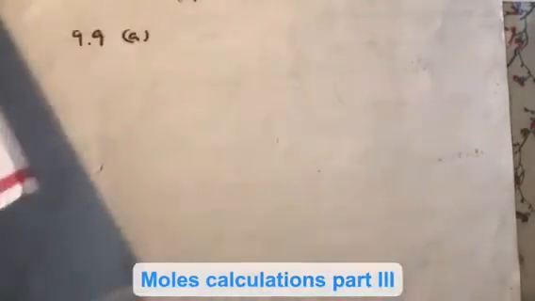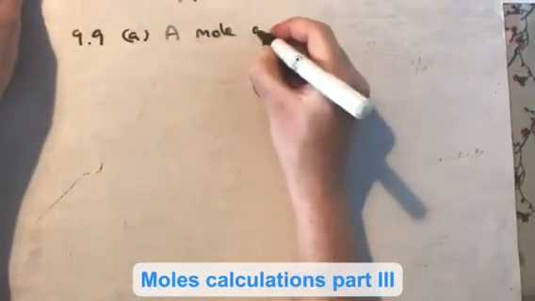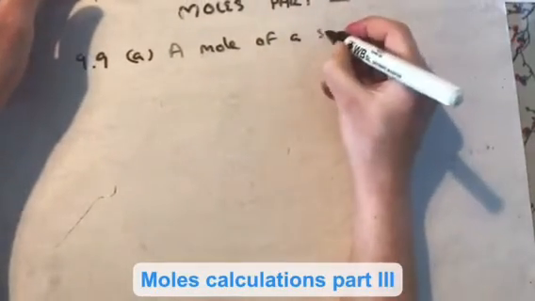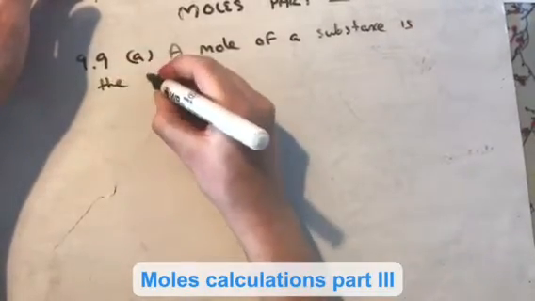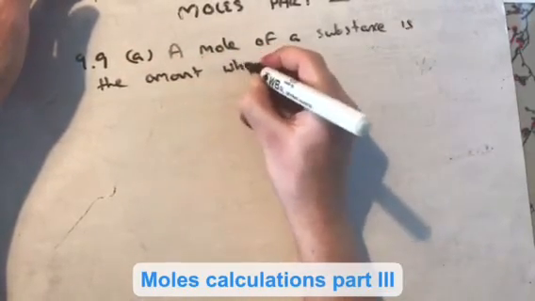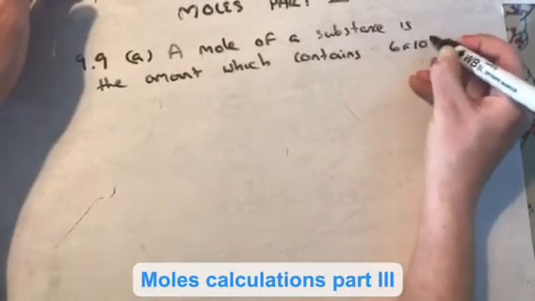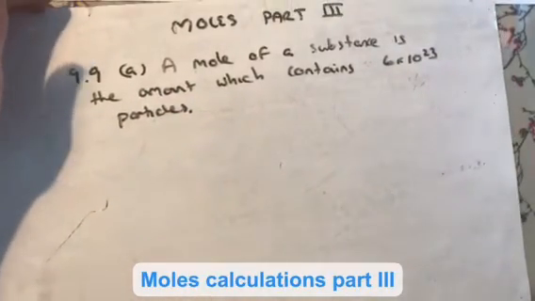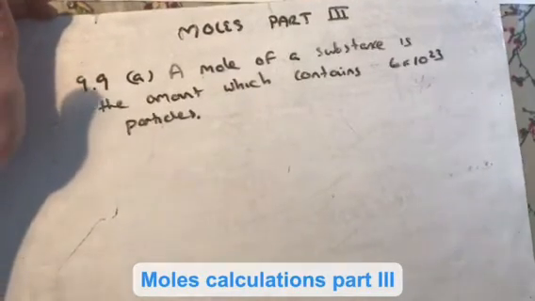First of all, 9.9a. It's from a Leaving Cert question: define a mole of a substance. A mole of a substance is the amount which contains that special Avogadro's number, 6 by 10 to the 23 particles. So that is your definition for a mole. It's the amount of substance that contains 6 by 10 to the 23 particles. So that's your A.